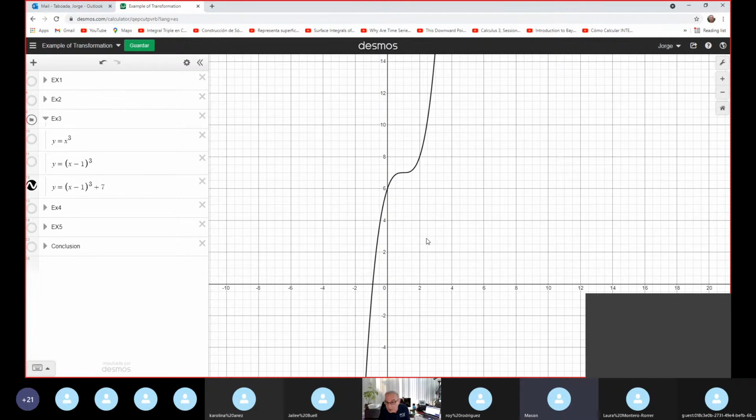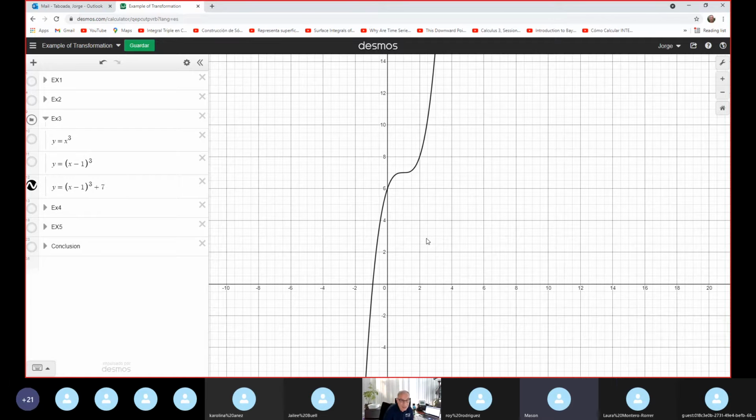Okay, how do you get the original? Okay, good question, Mason. Mason asked me how do you know the original coordinates, depending on the function. Let me try to share the whiteboard. Good. Switch to whiteboard.